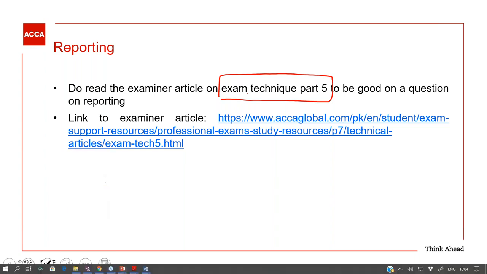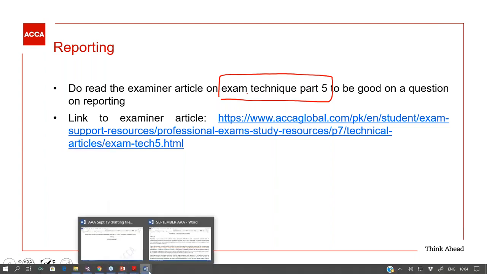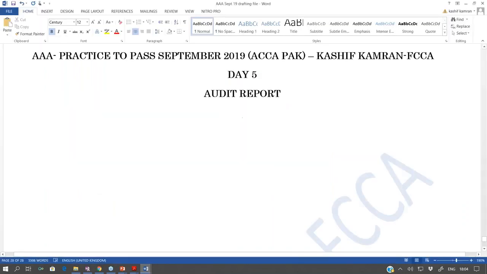Okay, now let me take on my Word file as I have been consistently using that over my last 4 days. And this brings me to the fifth and the final day. Let's see how we can structure this topic, reporting, and how comfortable you can feel at the end of the session today in handling a question on reporting.